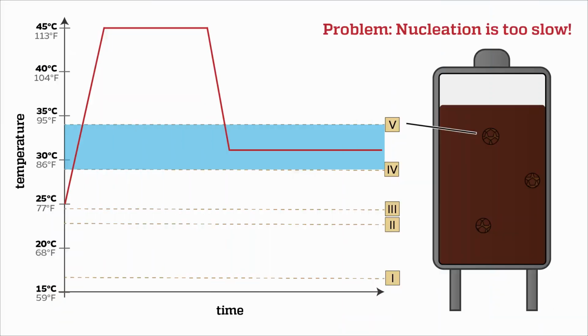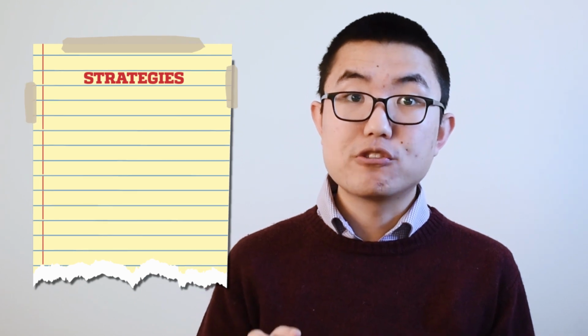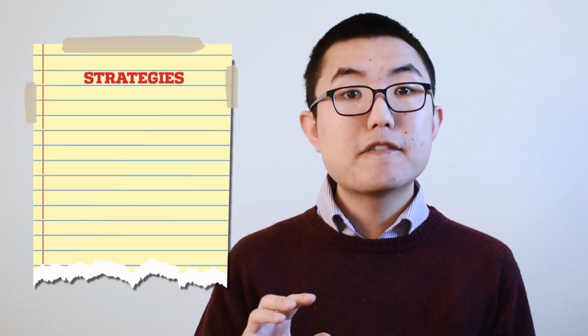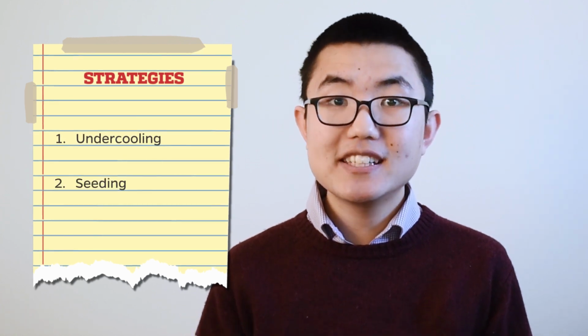Even though cooling to 31 degrees Celsius would get us a reasonably pure product, it turns out that it takes a long time for enough phase 5 crystals to nucleate at this temperature, potentially even several hours. Chocolate makers use 2 main strategies to make phase 5 crystals form more quickly. The first strategy is called undercooling, and the second is called seeding.